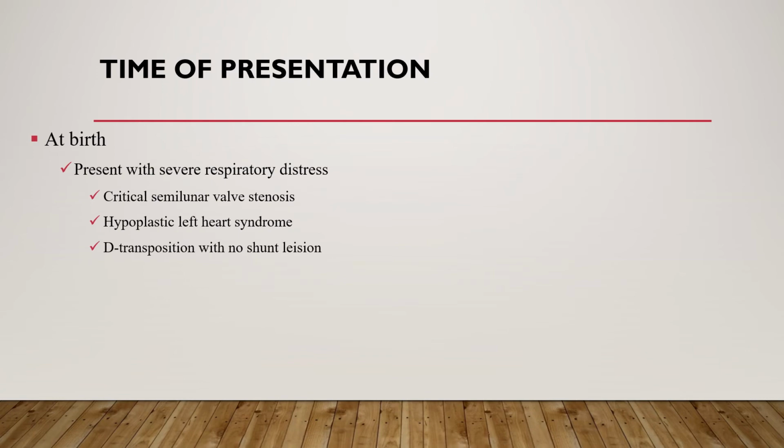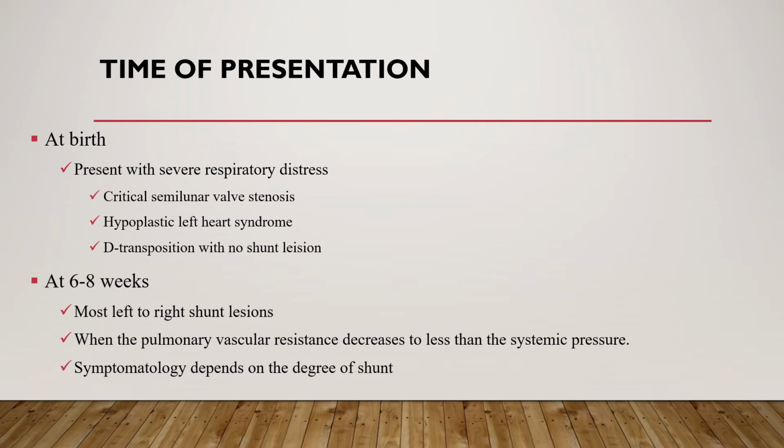When we see the time of presentation, it is dependent on the type of the congenital heart defect. For example, those that present at birth include critical semilunar valve stenosis, hypoplastic left heart syndrome, and d-transposition with no shunt lesion, and they present with severe respiratory distress at birth. And most left to right shunt lesions present at 6 to 8 weeks of life, when the pulmonary vascular resistance decreases to less than the systemic pressure, and the symptomatology depends on the degree of the shunt.